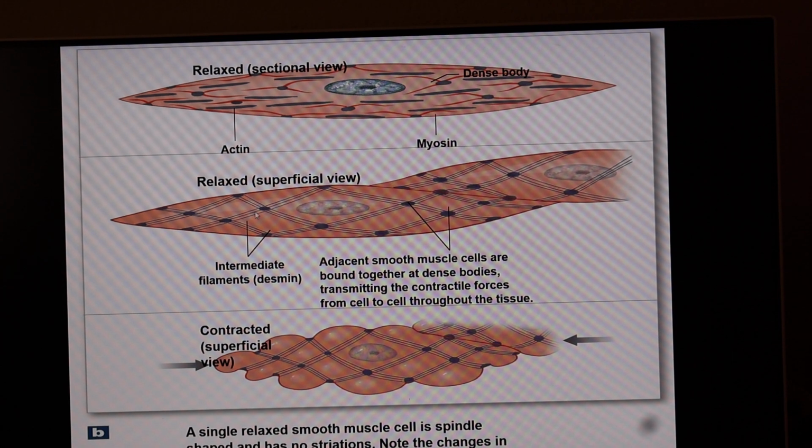And this is the superficial view. That means from externally. This is the intermediate filaments. And then these two, number 1, 2. This is the muscle in its relaxed state. And then this is the muscle when it's contracted. You can still see there is just one nucleus.